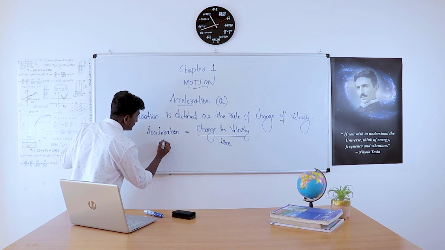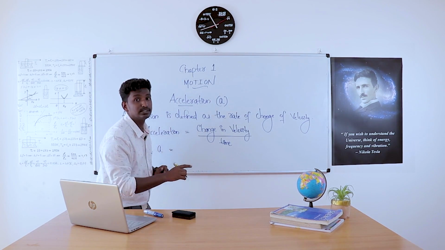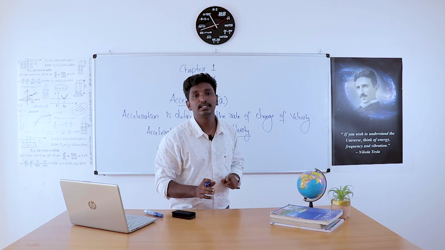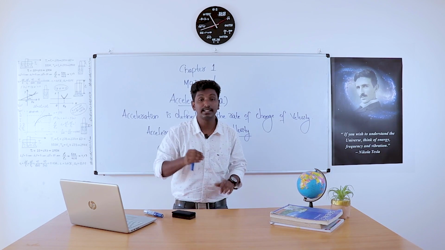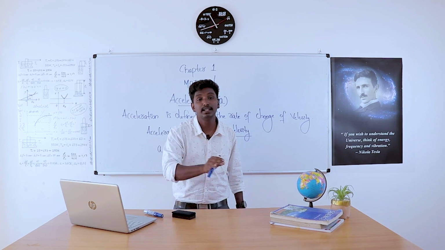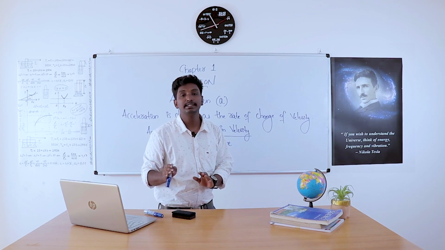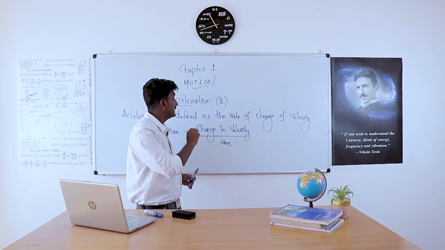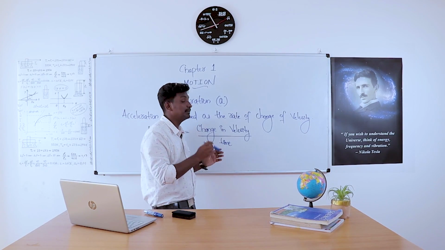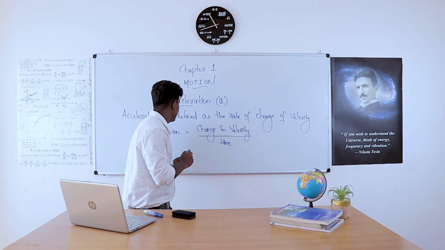Acceleration is represented by the letter A. Therefore, we can write A is equal to change in velocity. How do we find the change in velocity? We can find the change in velocity by subtracting the initial value from the final value. That means we always get the change when we subtract initial from the final. For change in velocity, final value minus initial value. That means final velocity minus initial velocity gives change in velocity.